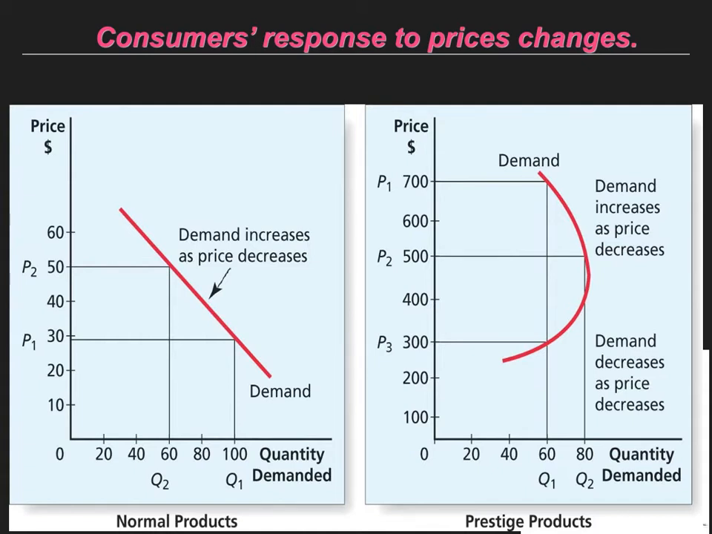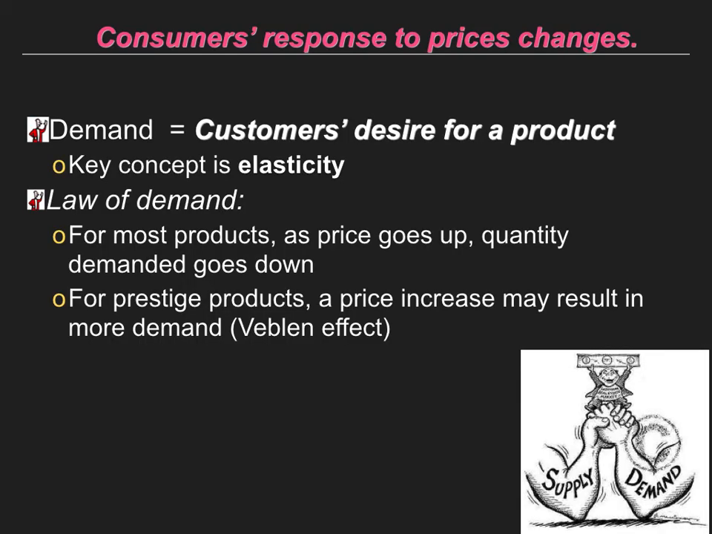This one over here demonstrates what might happen for prestige products. And you can see here that as the price goes up from $300 to $700, there's a middle point here where the demand actually increased. But it only will do that usually to a point. Okay, so that's what we mean by, it's also called the Veblen effect. And that's not a traditional demand curve.